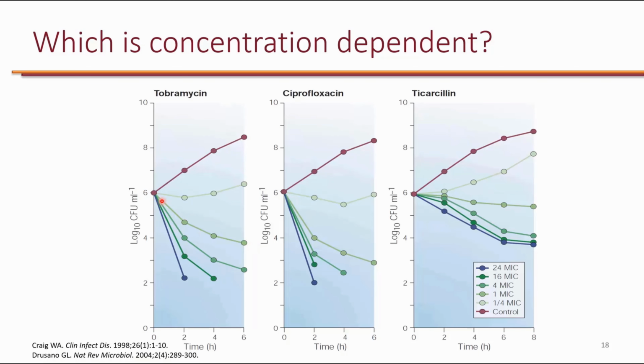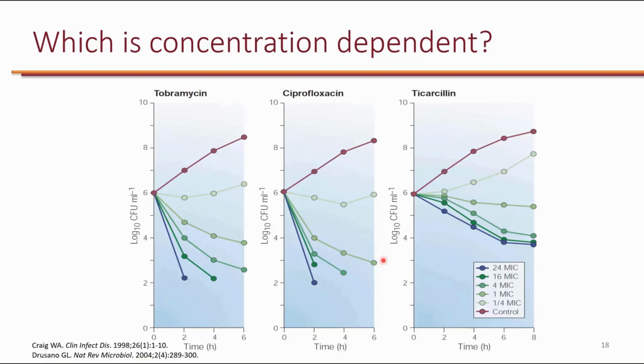Now at higher concentration, for example at 4 MICs, you can see that bacterial growth actually drops faster, and as we increase the concentration, this drop in growth of bacteria becomes larger and larger. This suggests that tobramycin has concentration dependent killing, meaning that the more tobramycin we use, the more the growth of this organism dropped. Now let's look at ciprofloxacin. They did the same experiment. You can see that as they increase the concentration of ciprofloxacin, more and more of the organism died as time went on.